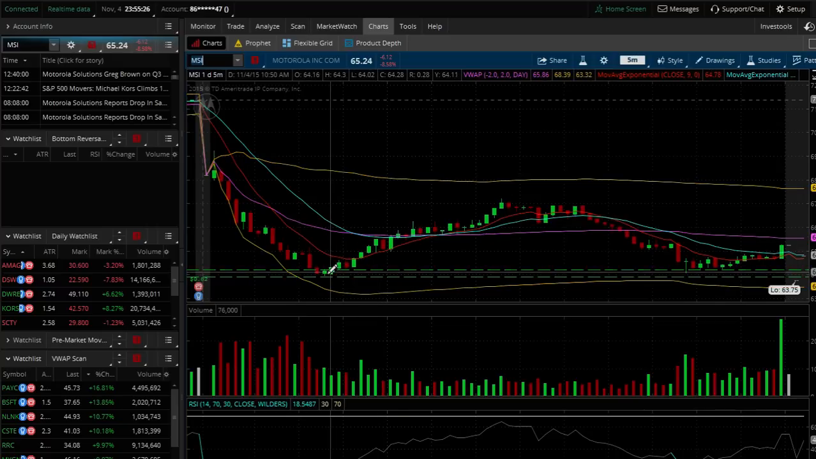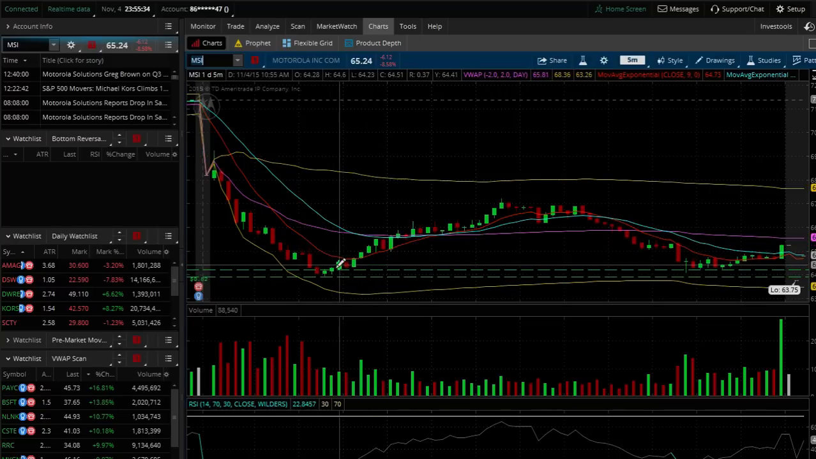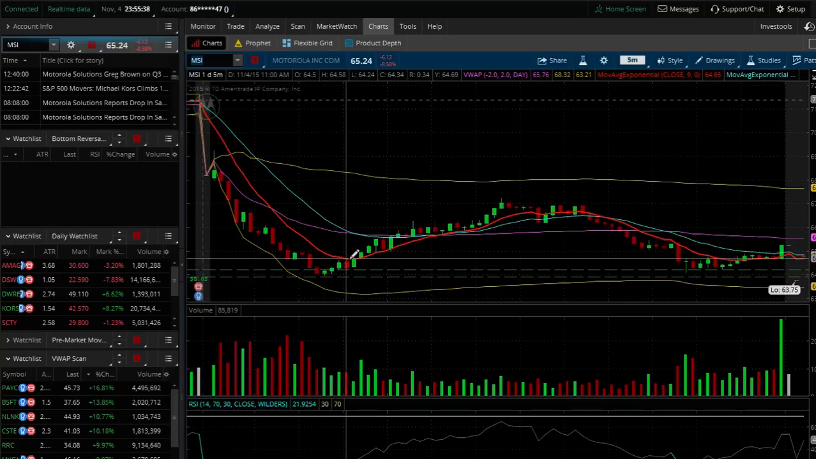I wasn't in enough size here. I was just in full size, and I didn't really trade it down here. So had I traded it down here, that would have been my plan.